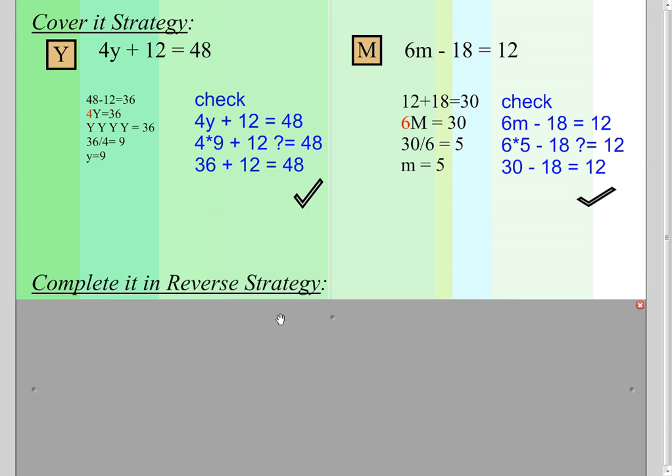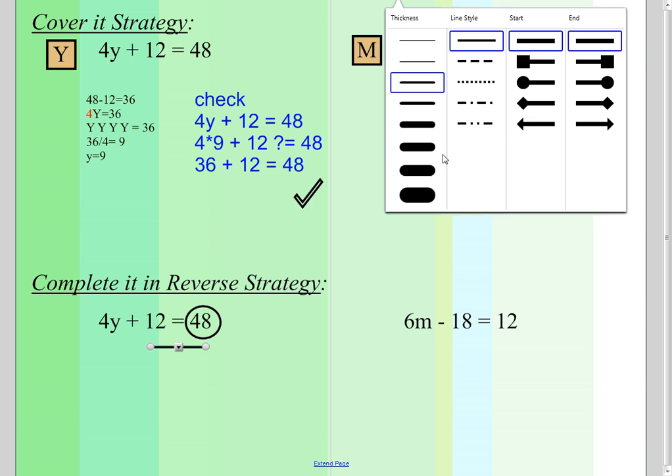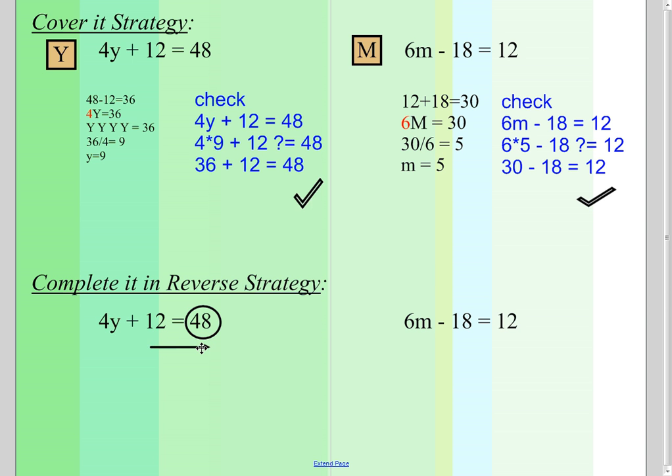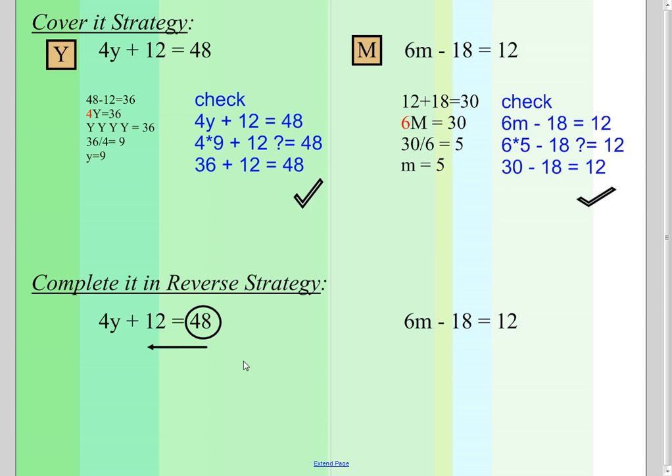The other strategy is to complete it in reverse. This is like doing our two-step equations for the function tables. So what we do is we think of it this way. We're going to start with our 48. And then we're just going to work our way backwards through the problem.